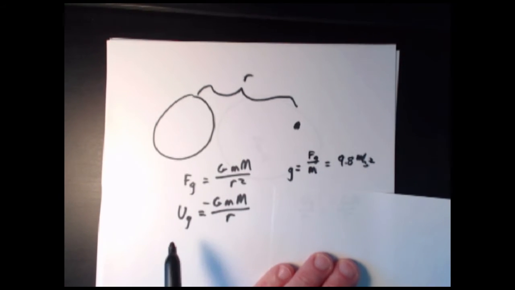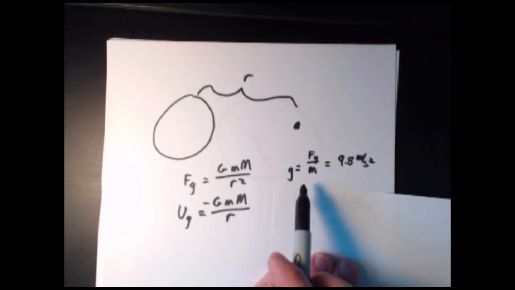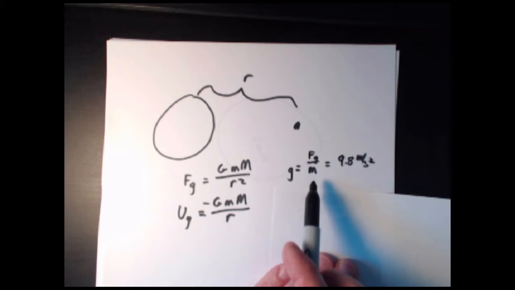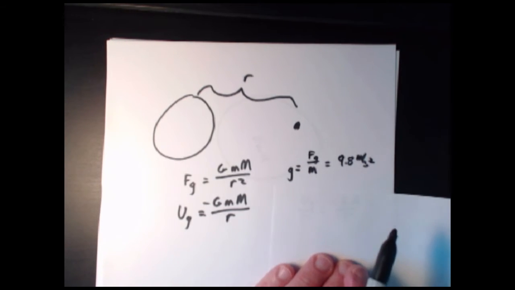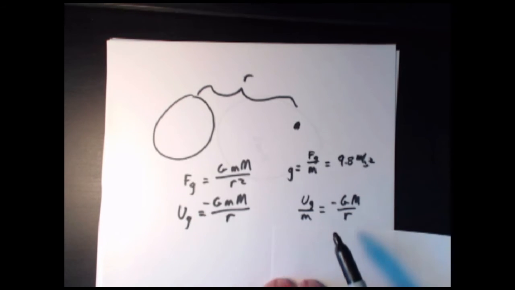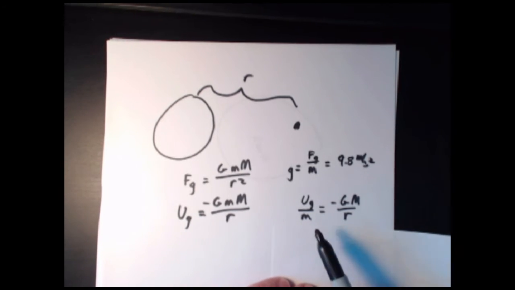We don't do this, but we could describe this in terms of the amount of potential energy per mass. Just like we describe our gravitational field in terms of the force that could be experienced per mass, we can describe gravitational potential energy in terms of the amount of potential energy per mass that might be experienced.